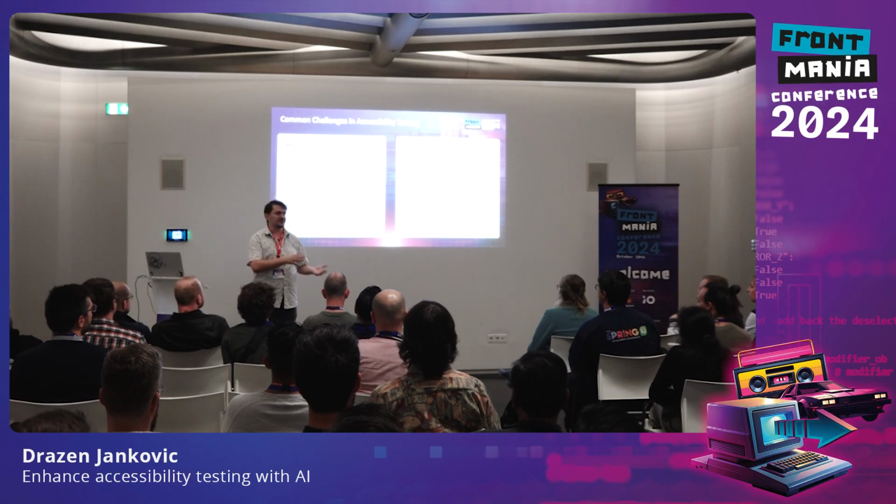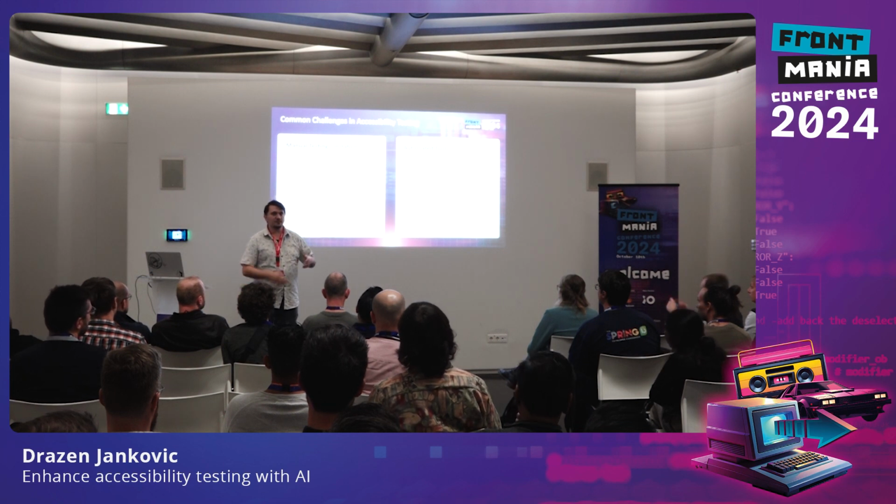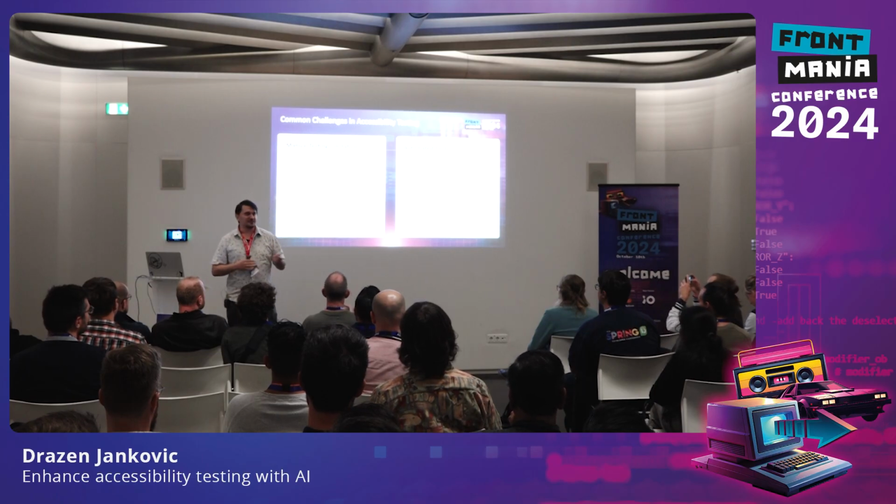They can usually only catch low-hanging fruit. Things that are very easy to pick up. Color contrast. That's just a little mathematical formula. Calculate it, you get it. But it's lacking certain human insights.